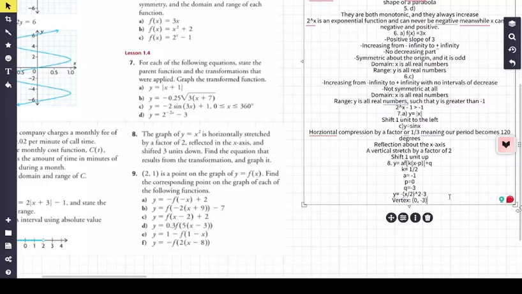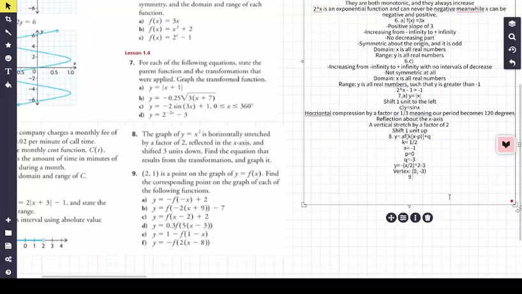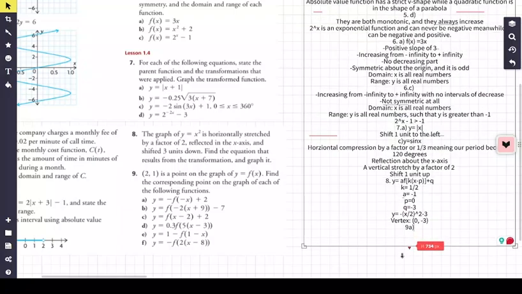Okay, let's go ahead and do 9. I'll be doing A, C, and E, so you guys can take B, D, F. So 2, 1 is a point on the graph y equals f of x. Find the corresponding point on the graph for each of the following functions. Okay, let's go ahead. This is getting really interesting. This is a style of question that you might be facing on your assessments, because these are kind of confusing.